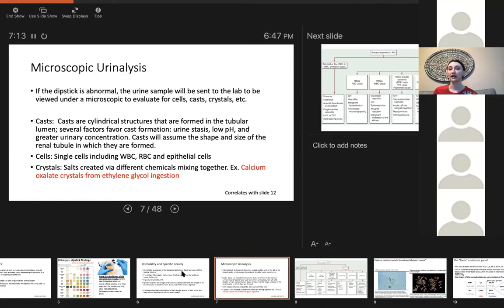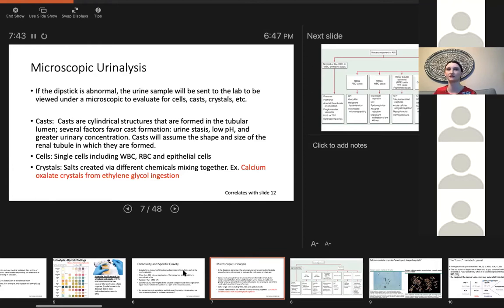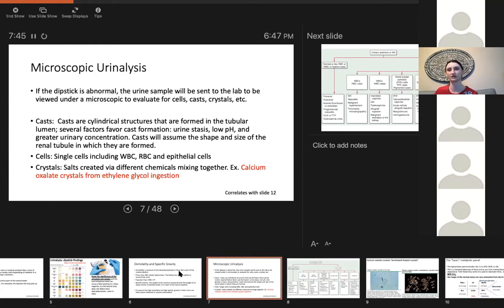Crystals. This was really important. He really loves crystals. Calcium oxalate crystals are going to be from two things. His favorite is from ethylene glycol ingestion, so antifreeze, and the other would be from kidney stones. Some people just have calcium oxalate in their urine, but ding, ding, ding, know that calcium oxalate is associated with antifreeze ingestion.